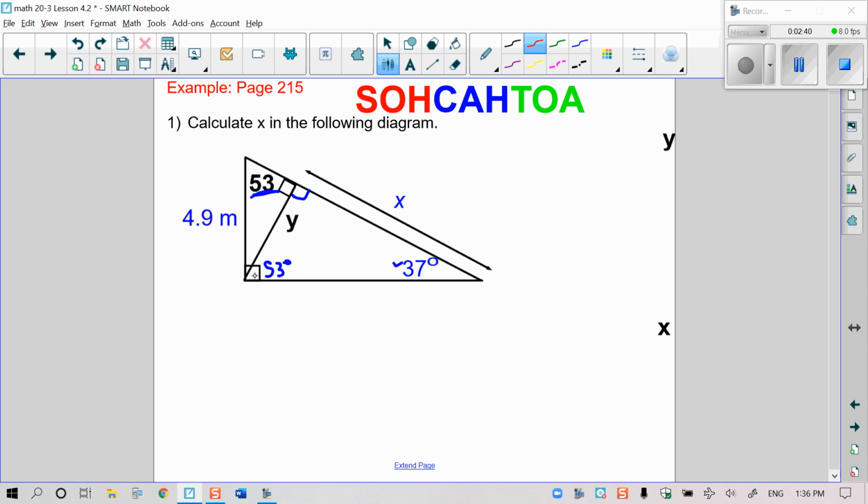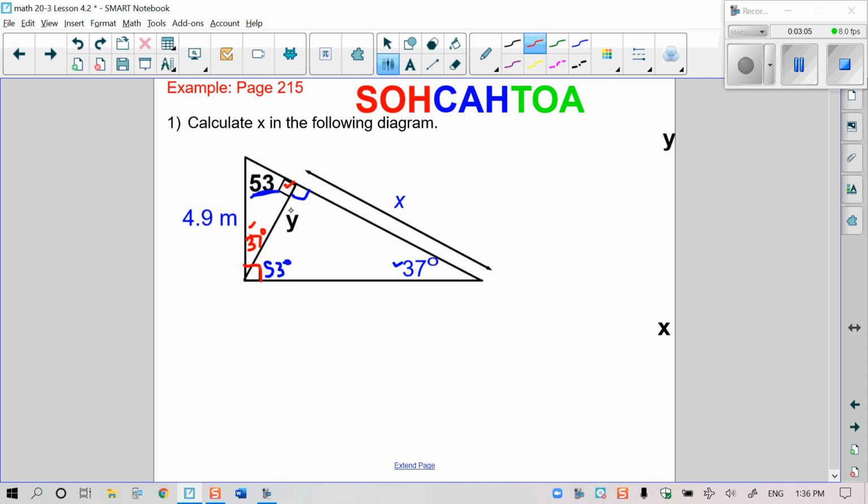So if I know that this is a 90-degree angle, 90 take away 53 means this is 37. And then angles in a triangle add to 180. So 37 plus 90 plus 53 gives me 180. So that's where I got the 53. Before I can find x by itself, I have to find y first because I don't have enough information in my right-hand triangle to find x.